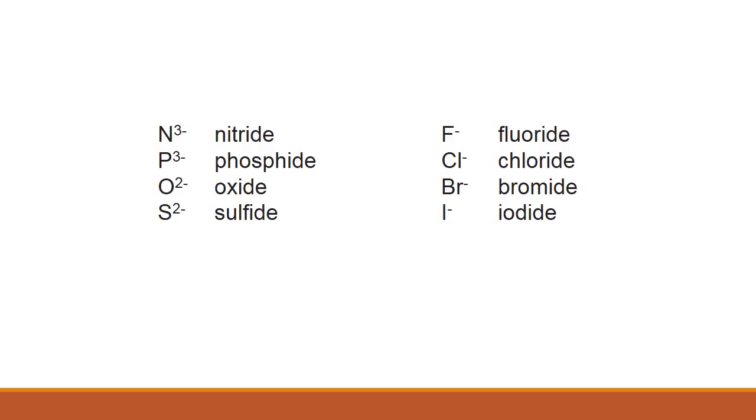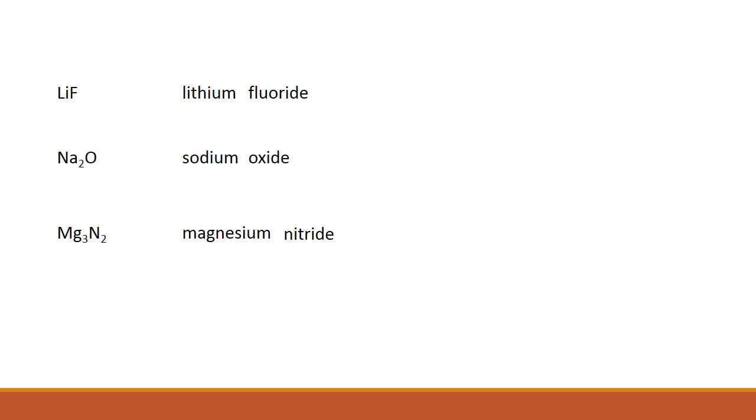These are the eight most common monatomic anions you run into, and how we add the IDE suffix. So a compound made up of lithium and fluorine we call lithium fluoride. A compound made up of sodium and oxygen we call sodium oxide. And a compound made up of magnesium and nitrogen we call magnesium nitride.